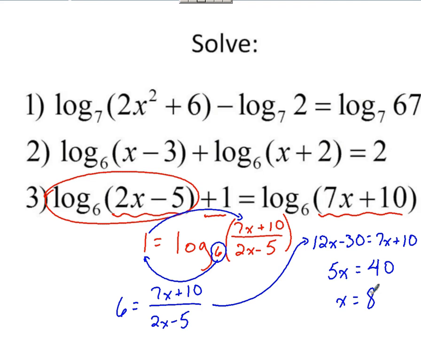So does the ocho work on this? You plug back in. These are our expressions we're plugging back into. Ocho goes in there, it's all positive, right? Ocho goes in here, it's all positive, so this is good. We like it.